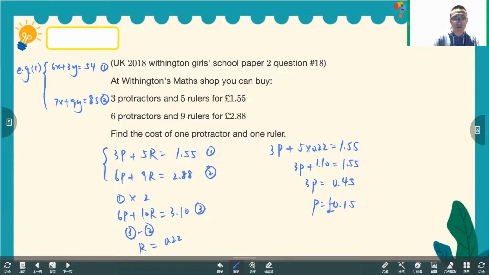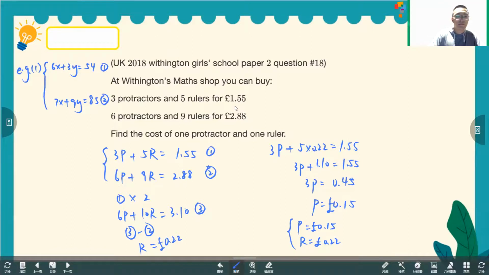So congratulations to everyone who got these correct. And remember, we're going to write our answer in the form of one protractor, so p is 0.15, and one ruler, so one ruler is 0.22. Yeah, we do not write the total. That's not what we're looking for in this question.